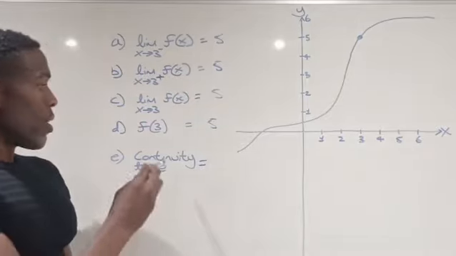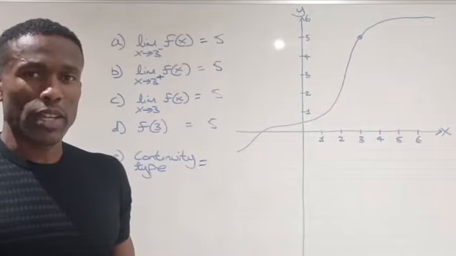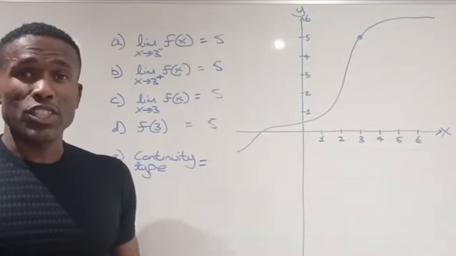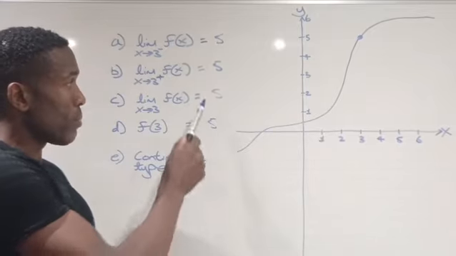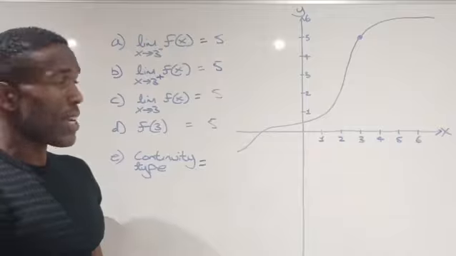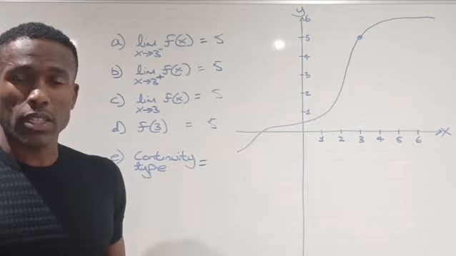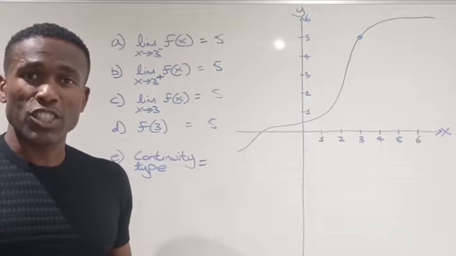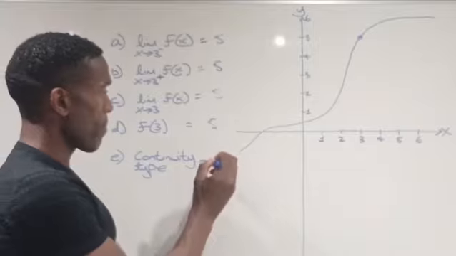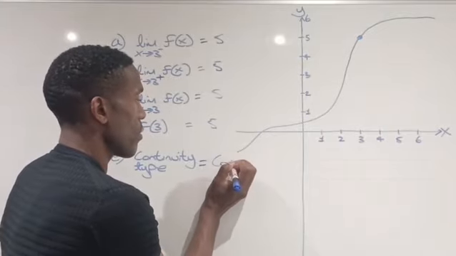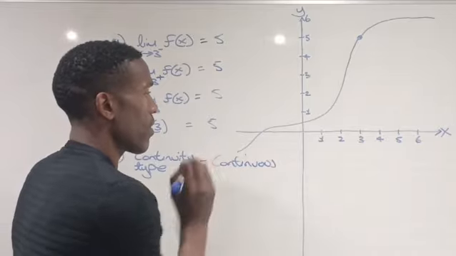And finally, what's the continuity type of the function when x equals 3? Well, this function is continuous when x equals 3. We know that because both the function's limit and its value when x equals 3 are equal to each other. Therefore, there are no jumps in the function, there are no breaks. So here we'll simply say the function's continuous.